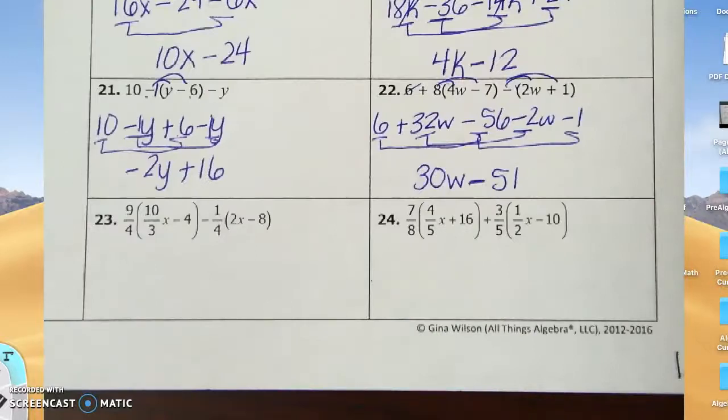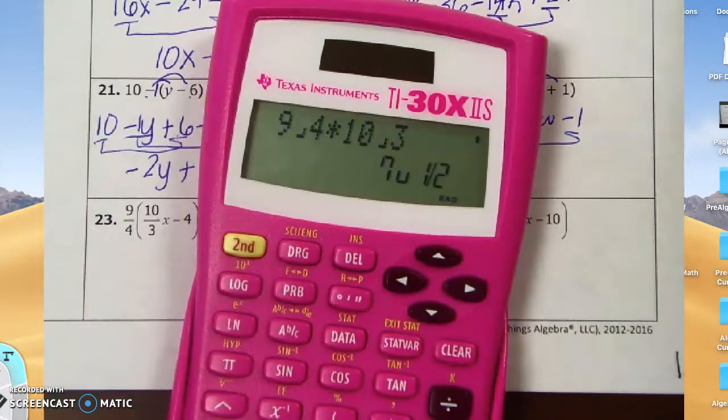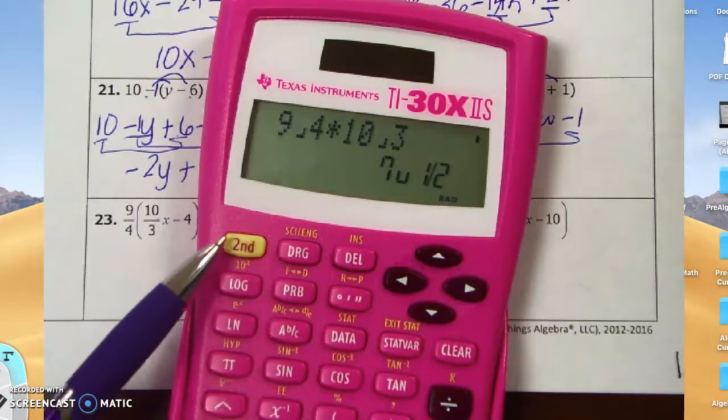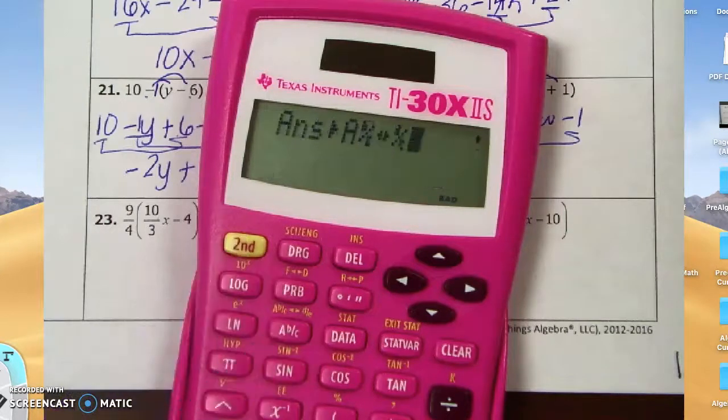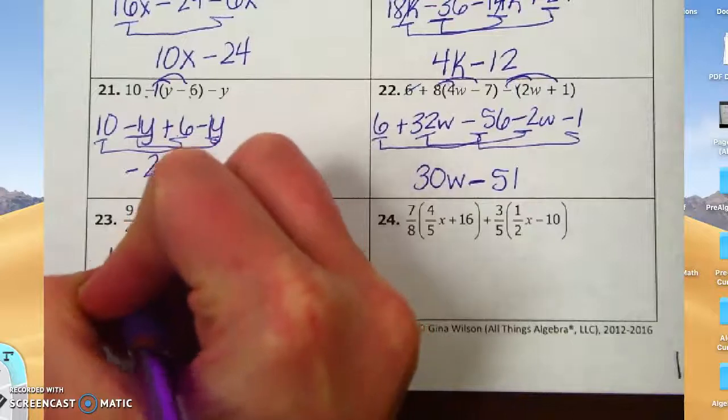And finally, 23, 9 a b/c 4 times 10 a b/c 3. Now, this gives us a mixed number. We cannot have mixed numbers. So to get rid of a mixed number, to change it to an improper, you do second a b/c and then enter. And it will change it to an improper for you. So always impropers, no mixed numbers or decimals.